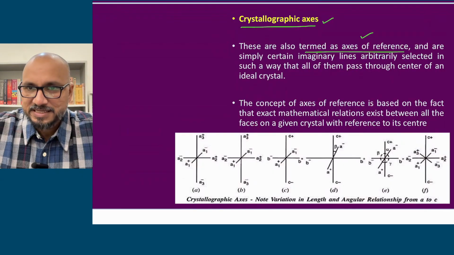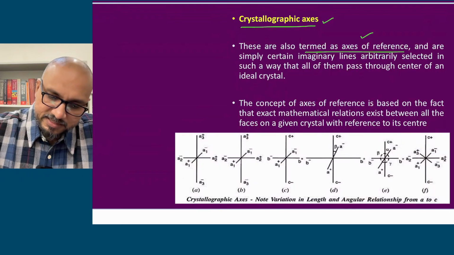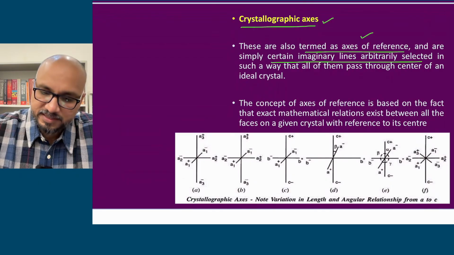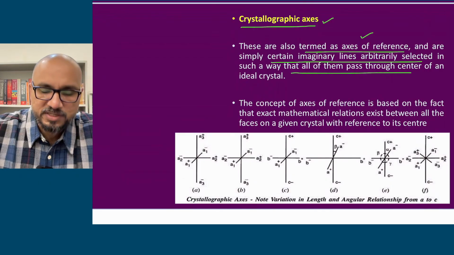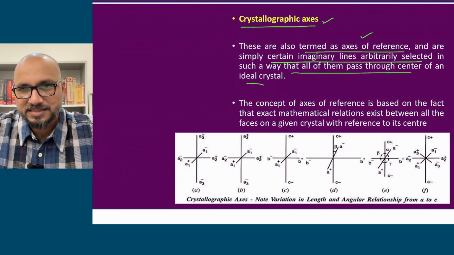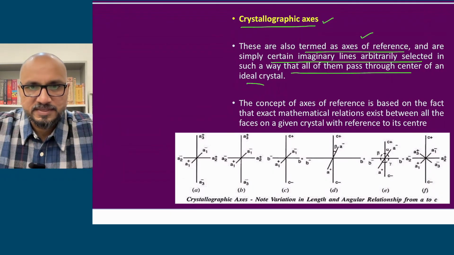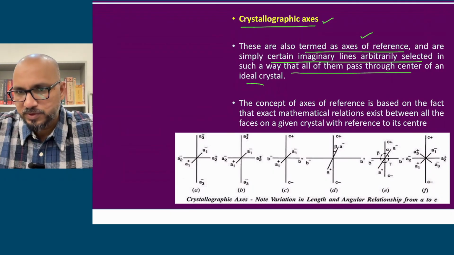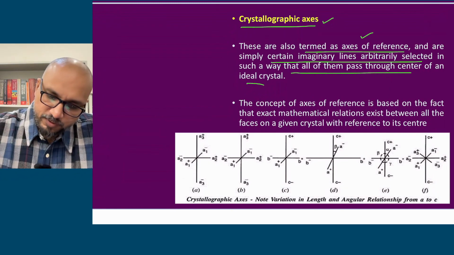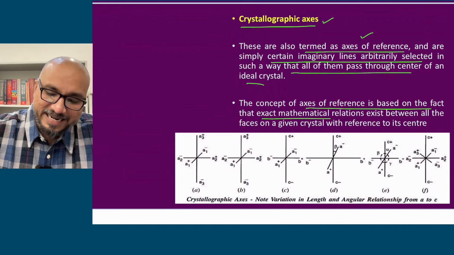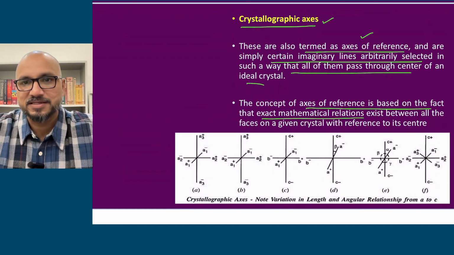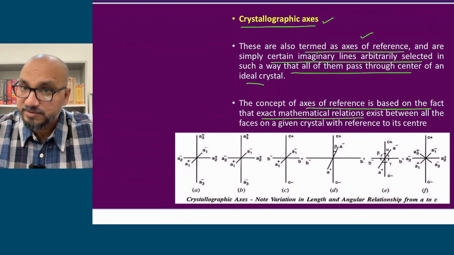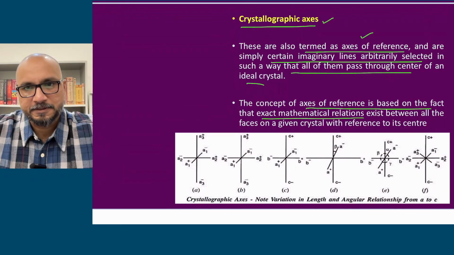They are also termed as axis of reference and are simply certain imaginary lines which are arbitrarily selected in such a way that all of them pass through the center of an ideal crystal. So all the axes A, B, C will pass through the center of the crystal. The concept of axis of reference is based on the fact that an exact mathematical relationship exists between all the faces on a given crystal with respect to the center.